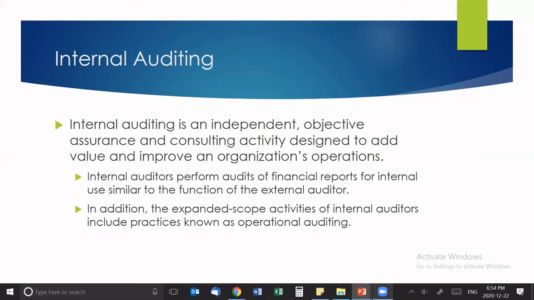Sometimes an external auditor can rely on some of the internal auditor's work if they've done a little bit of work, but the internal auditor isn't 100% independent because they still work for the company.